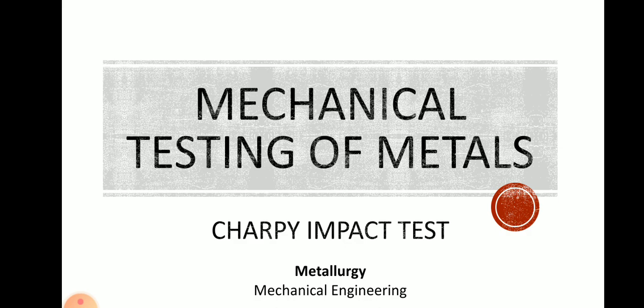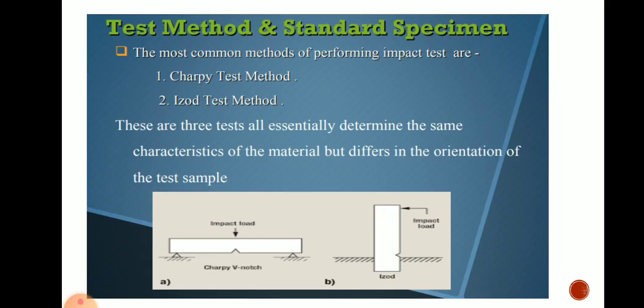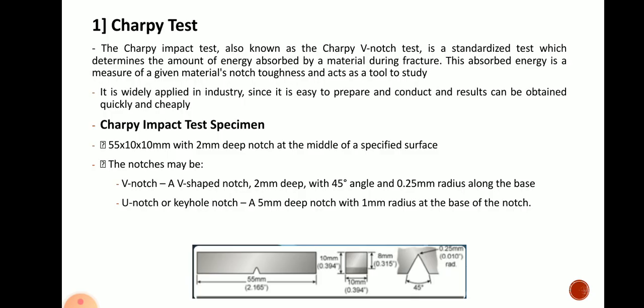Now in today's lecture we will see what are the two methods for testing the sample for the impact test. The most common methods for performing impact test are first the Charpy test method and second the Izod test method. These two tests are nearly similar, but there is a small difference in the orientation of the test sample and a few differences in the application of load. What these differences are, we will see in subsequent videos. So first we will see the first test, that is the Charpy test.